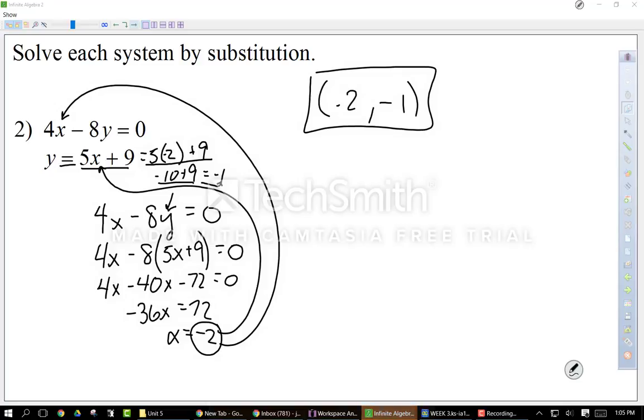This concludes the video for solving systems of equations by substitution. If you need help with elimination or with 3 variable systems, please watch the subsequent videos.